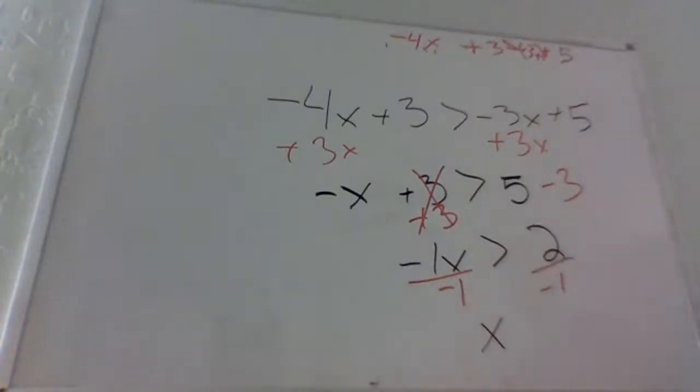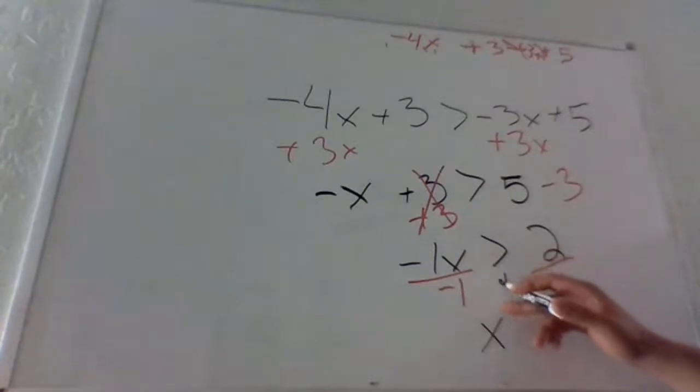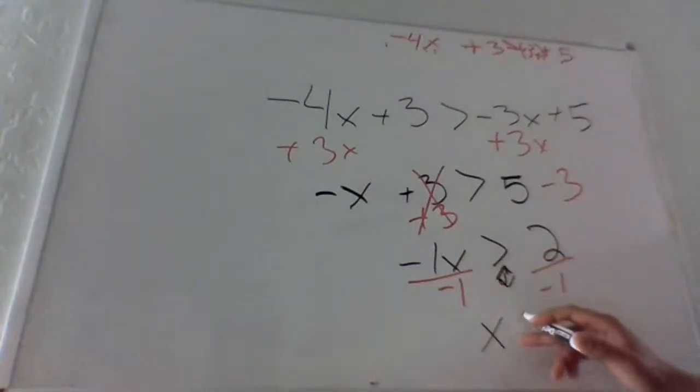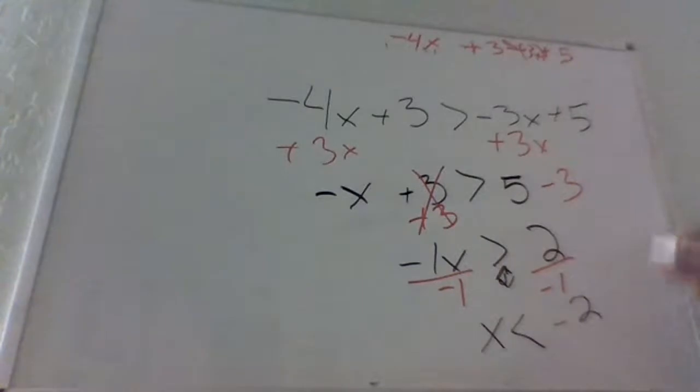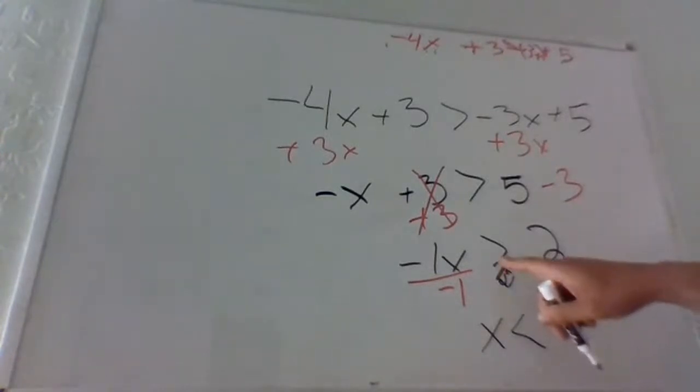Why are we flipping the sign? We are dividing by a negative number. Good. So we flip the sign. It's okay. X is less than negative 2. Correct. No, I'm sorry. No, X is.